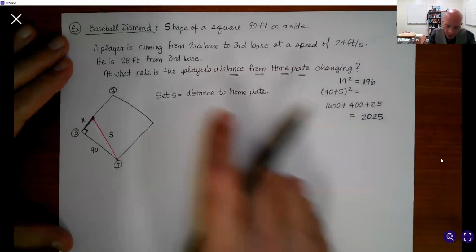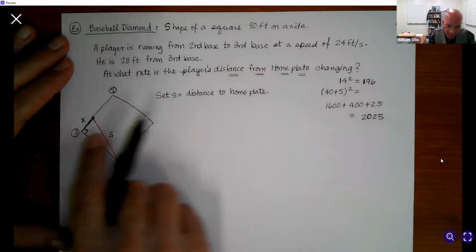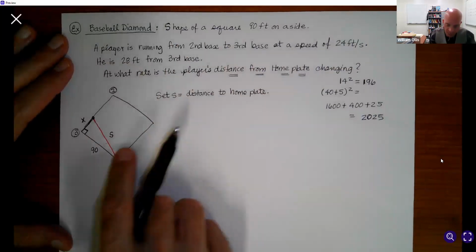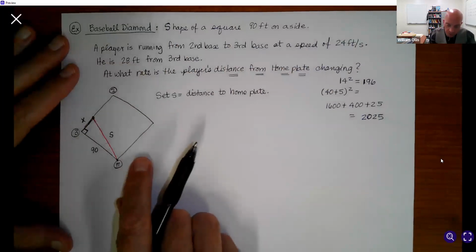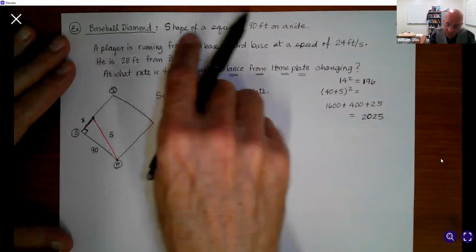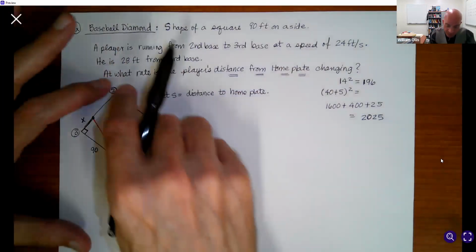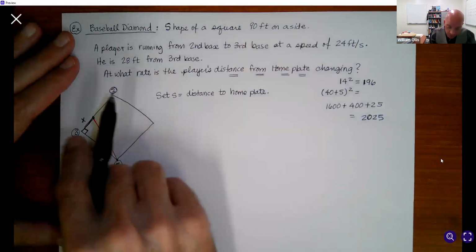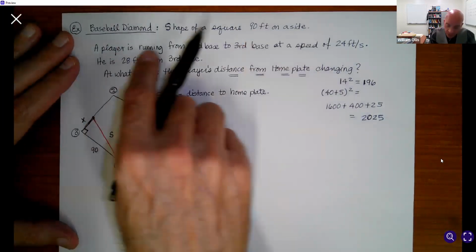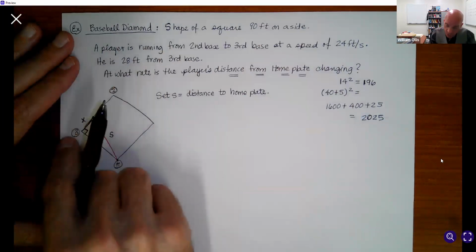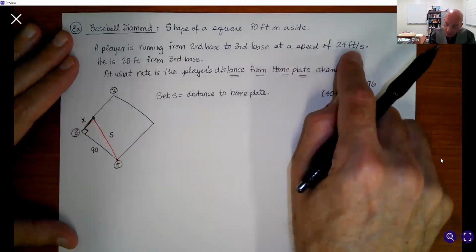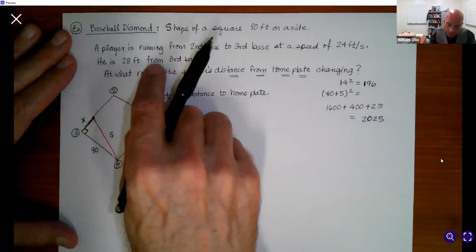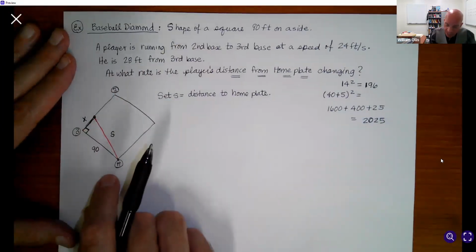So when we look here, we have a baseball diamond. I've done a little diagram here to kind of relate to what is being said in the problem, so we have a point where we can start. It has the shape of a square. That is, the baseball diamond is this square. It's like the rhombus, right? 90 feet on the side. A player is running from second base to third base at a speed of 24 feet per second, okay? He is 28 feet from third base. So that's kind of like a given.